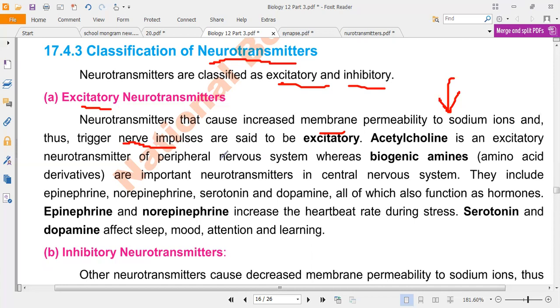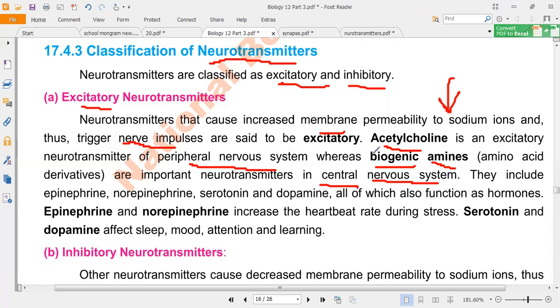They have different types also. Acetylcholine is the main excitatory neurotransmitter for the peripheral nervous system. What is peripheral and what is central nervous system, we'll talk about in the next topics, inshallah. But biogenic amines, which are derived from amino acids and are protein in nature, are neurotransmitters for the nervous system. Which nervous system? Central nervous system.